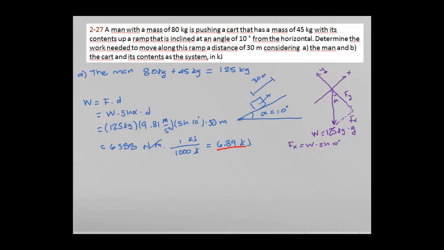If we do the same for the cart, the difference is now that the mass that we need to move is only 45 kilograms. The force that will move the cart will be received from somewhere else, in this case from the man. So if we repeat the analysis, we will find that this time the work will be 2.30 kilojoules.